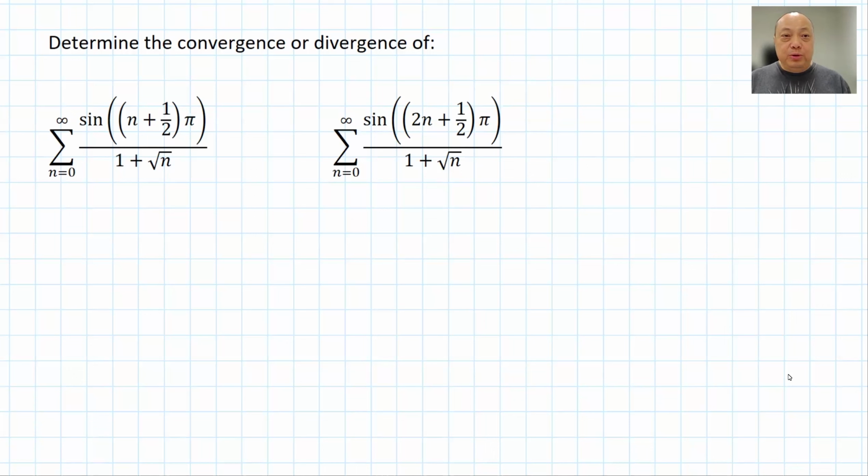These are the two examples. They both have sine in it. There's a pi inside of that and some factor. And the factors are different by a tiny little bit. Over here, this number is n, and over here, this number is 2n. Let's do the first one first.